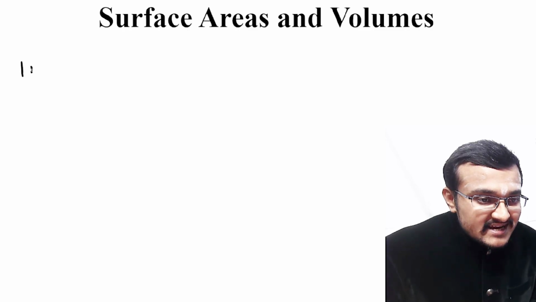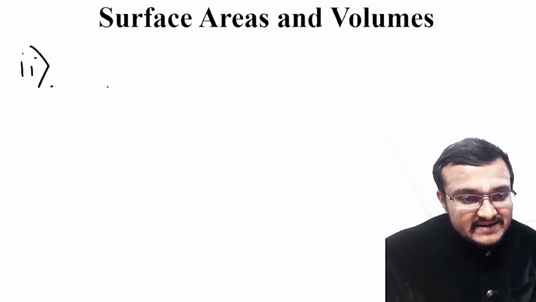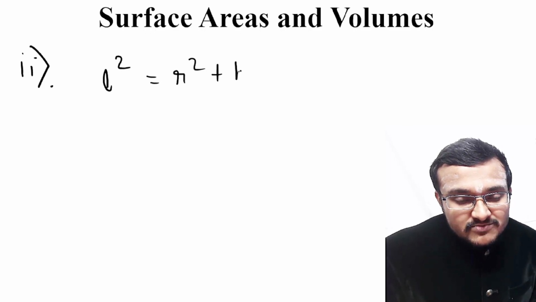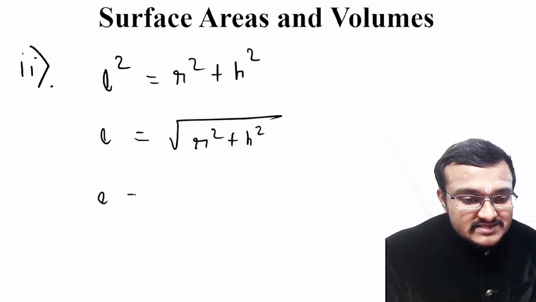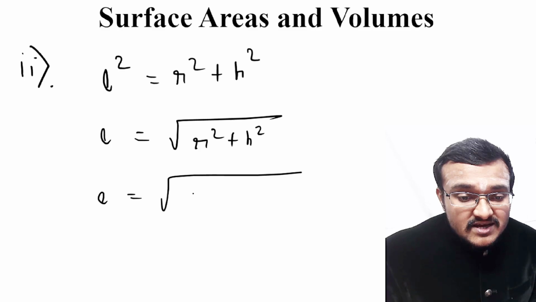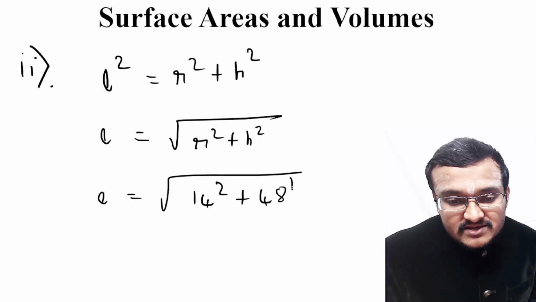Now we will move to the second part of the same sixth question. In the second part, you have to find out the slant height. So you have to find out L. We know that L square is equal to R square plus H square. So L is equal to square root of R square plus H square. So L is equal to square root of 14 square plus 48 square.